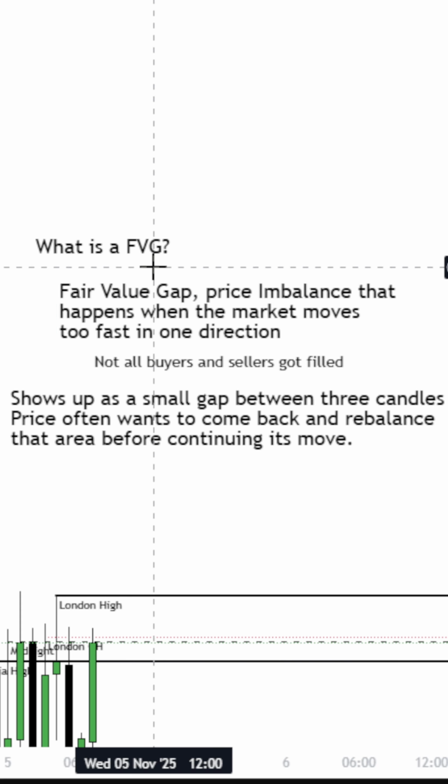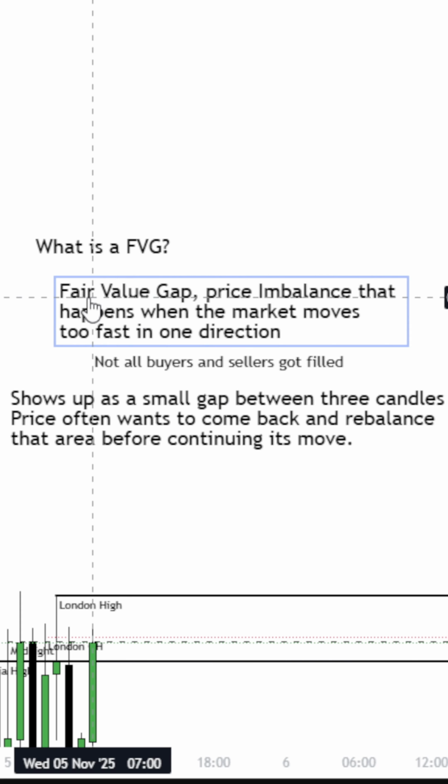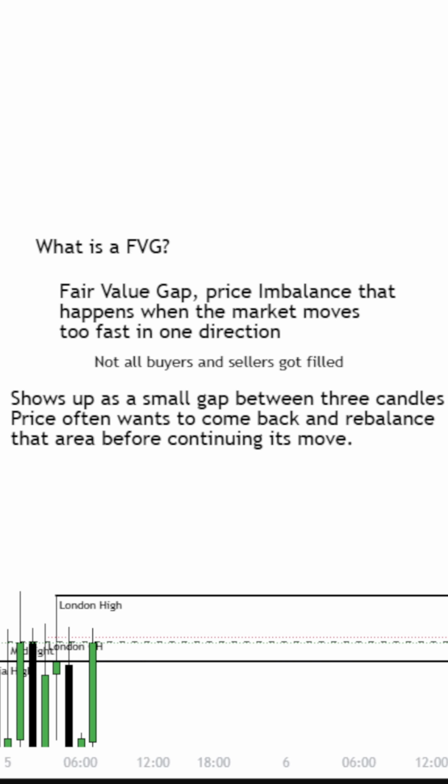What is FVG? A fair value gap is a price imbalance that happens when the market moves too fast in one direction. So basically, not all the buyers and sellers got filled. It shows up as a small gap between three candles. Price often wants to come back and rebalance that area before continuing its move. Fair value gaps are very important when you're trading ICT concepts. That's the way I trade, and they're very important.